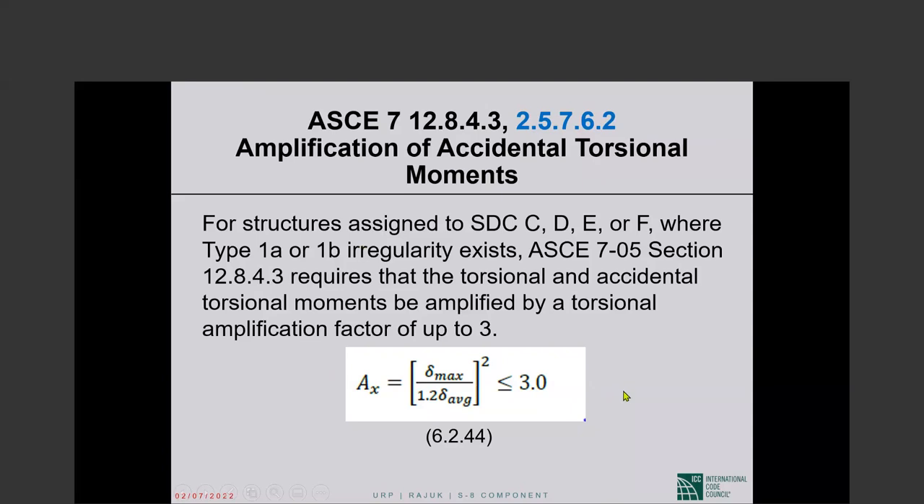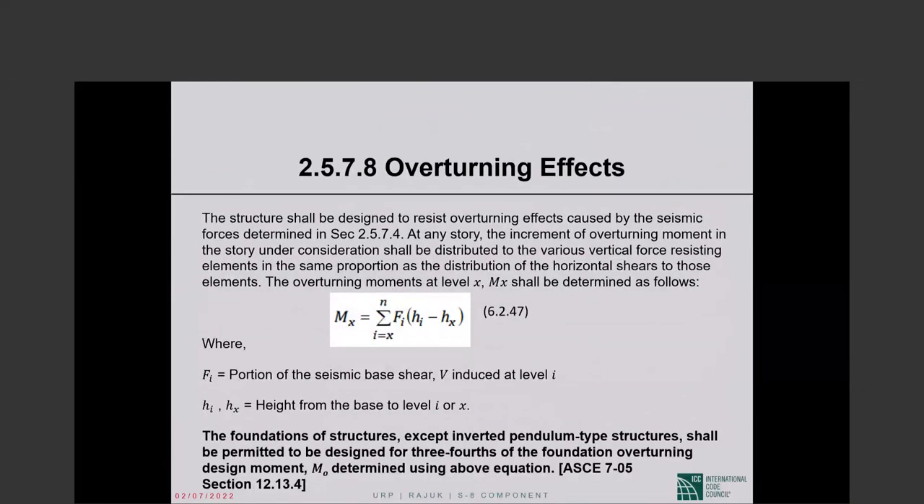Delta maximum is the maximum lateral deflection of the lateral force resisting system. Delta average is the average lateral displacement. Anyway, this expression is pretty simple. And you will see a lot of this delta maximum and delta average in the next segment on irregular structures, so it will be very clear what A sub x is. It can be up to 3.